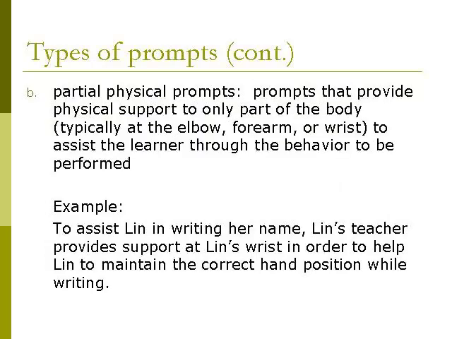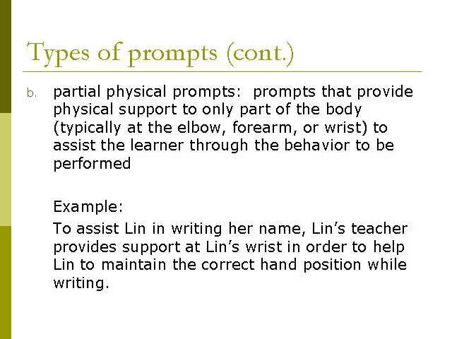The second type of physical prompt is a partial physical prompt. These prompts are prompts that provide physical support to only a part of the body of the learner. It's typically at the elbow, forearm, or wrist that these physical prompts happen, and they are used to assist the learner through the behavior to be performed.